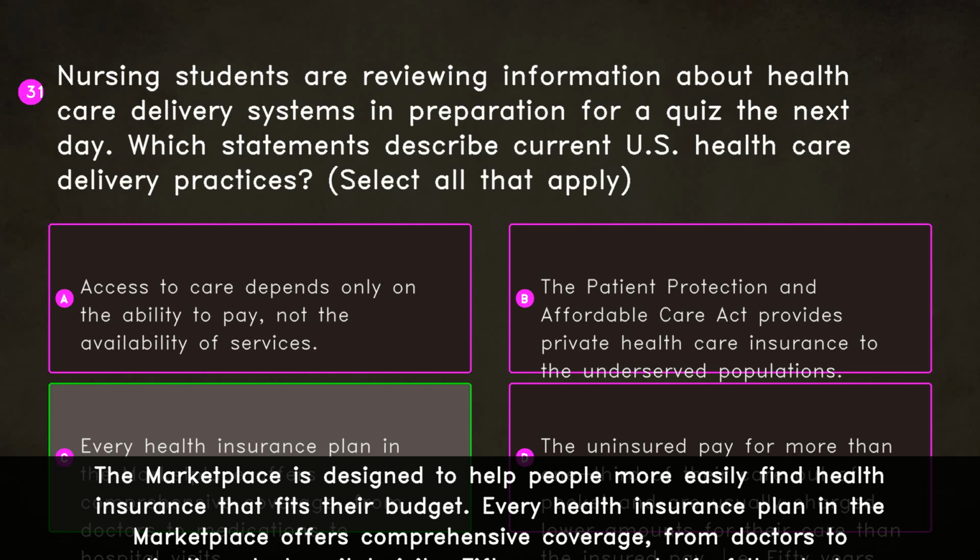Access to care depends on both the ability to pay and the availability of services. The Patient Protection and Affordable Care Act provides Medicaid or subsidized coverage to qualifying people with incomes up to 400% of poverty. The uninsured pay for more than 1/3 of their care out of pocket and are often charged higher amounts for their care than the insured pay.